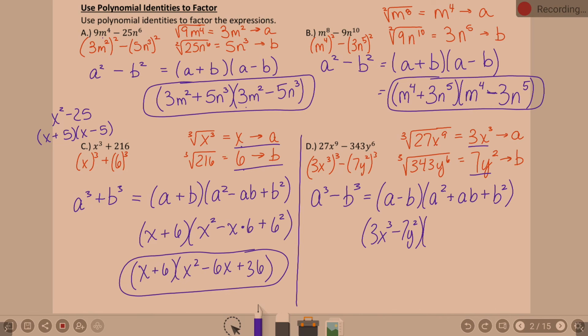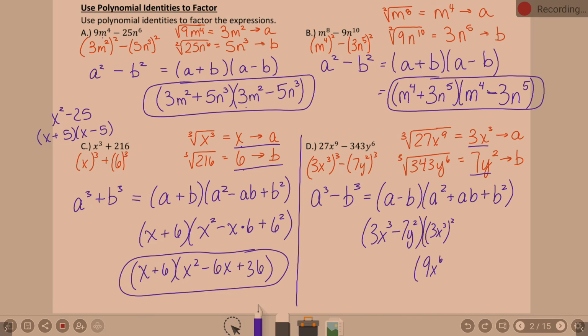A squared. I'll come back and clean this up in a moment, but this is going to be 3x cubed quantity squared. What is that? 9x to the 6. I'll take 9x to the 6, because 3 squared is 9. You just squared the exponent, right? We're squaring the whole term, so square the 3 as well.